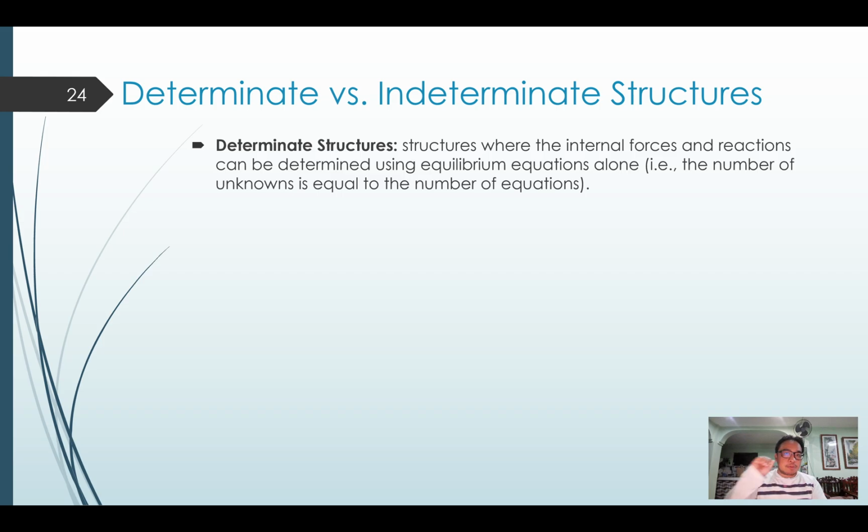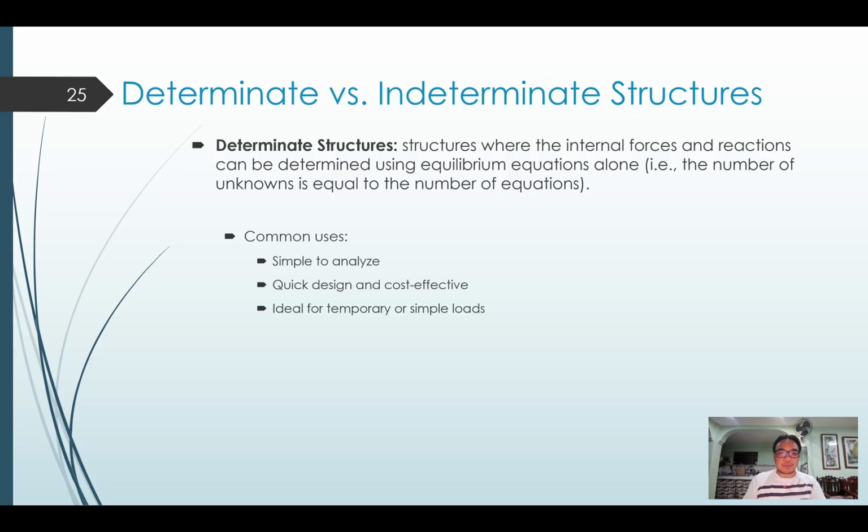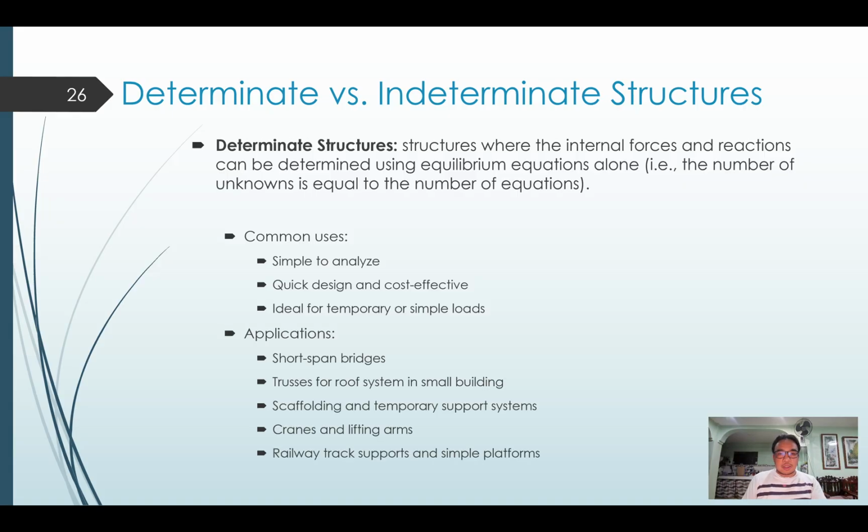And the last topic is determinate versus indeterminate structures. Now, determinate structures are structures where the internal forces and reactions can be determined using equilibrium equations alone. Example, the number of unknowns is equal to the number of equations. Common uses: simple to analyze, quick design and cost-effective, ideal for temporary or simple loads. Applications: short span bridges, trusses for roof systems and small buildings, scaffolding and temporary support systems, cranes and lifting arms, and railway track supports and simple platforms.